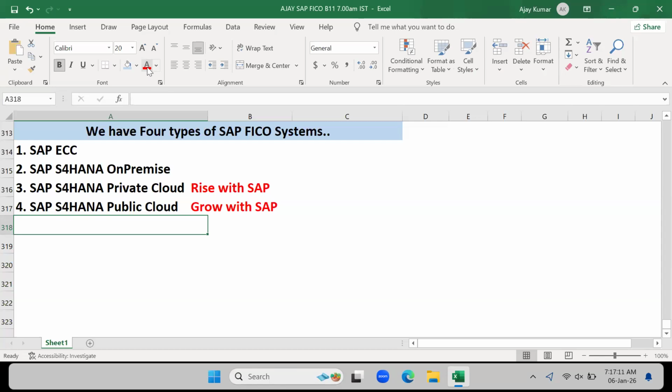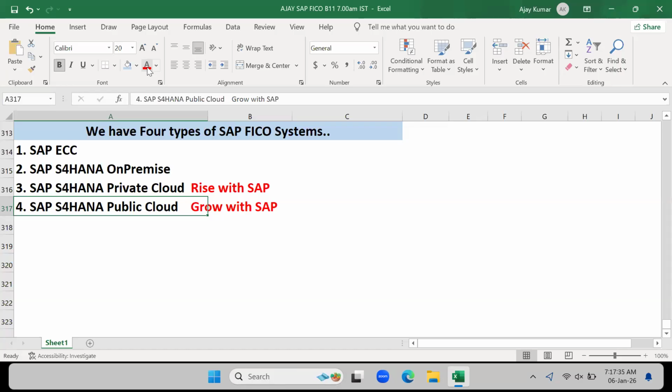In the current market, any project which is happening is related to cloud basis only. Cloud meaning there are two varieties. One is public cloud and another one is private cloud. Most of the projects are cloud-based projects in the current market.